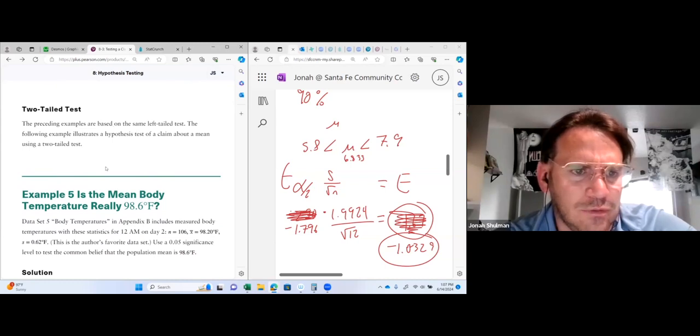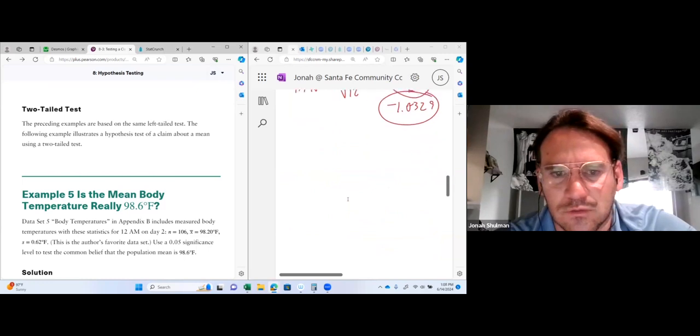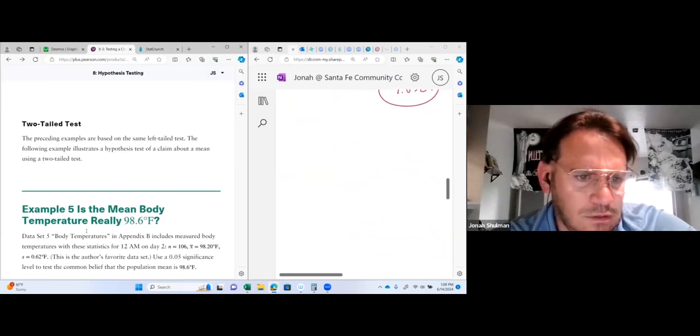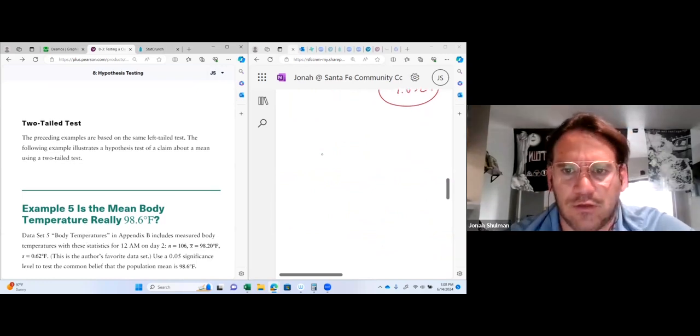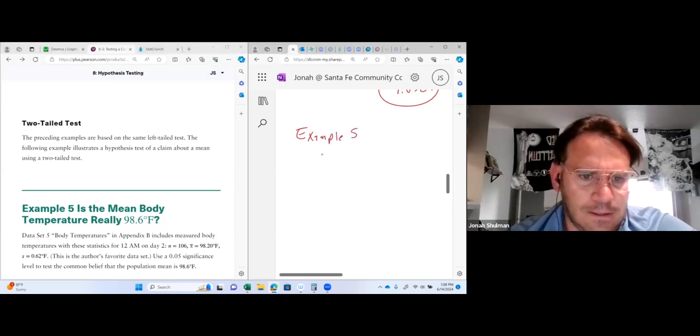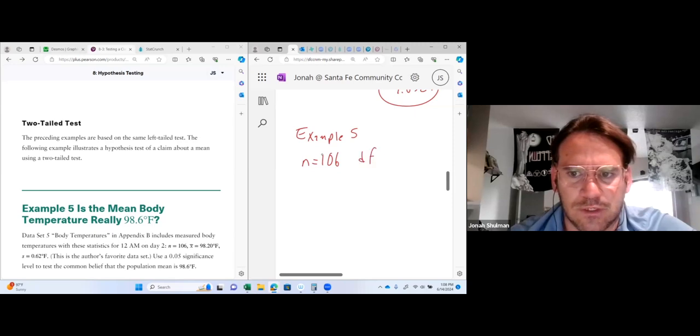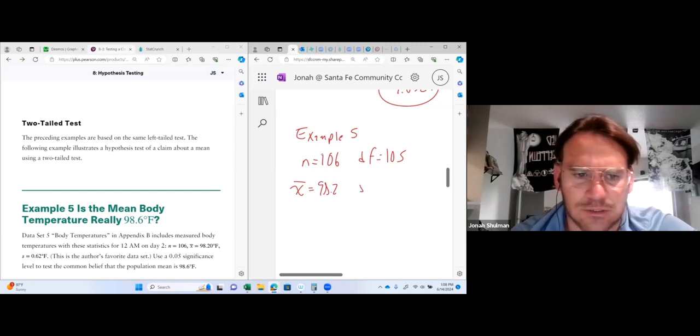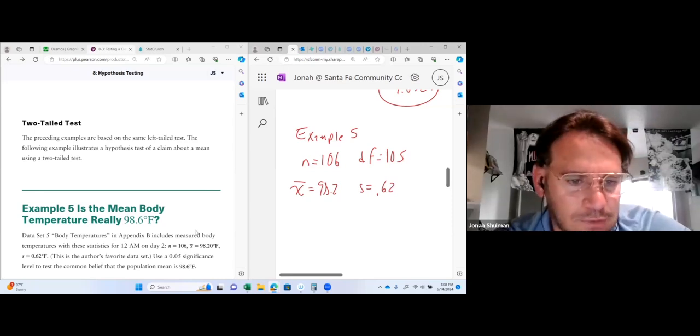All right, so the preceding examples are based on the left test. The following example is a mean for a two-tailed test. Cool, let's do a two-tailed test. Okay, so here's example 5. All right, so we have n, which is 106, which gives us a degrees of freedom of 105. Our sample mean is 98.2, and our standard deviation is 0.62. I have a big enough n where I don't have to worry about things.